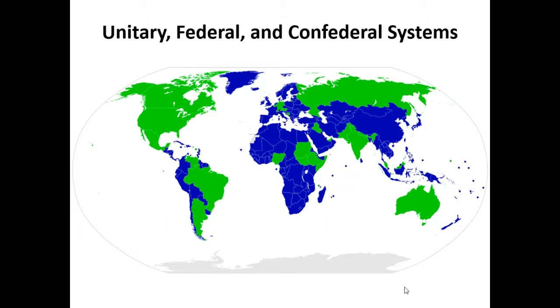At any rate, as I started to say, whether we're talking about unitary systems or federal systems, or for that matter, confederacies, you're really talking about an arrangement where you have a central government and then some regional governments. The real question is, what is the relationship between the two? Okay.